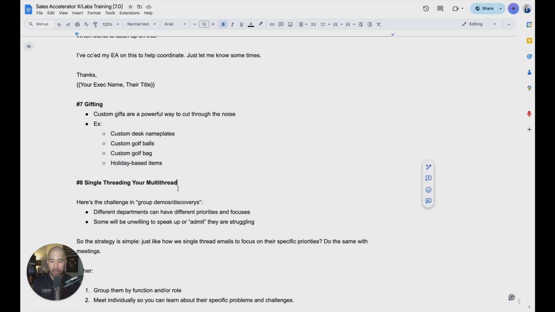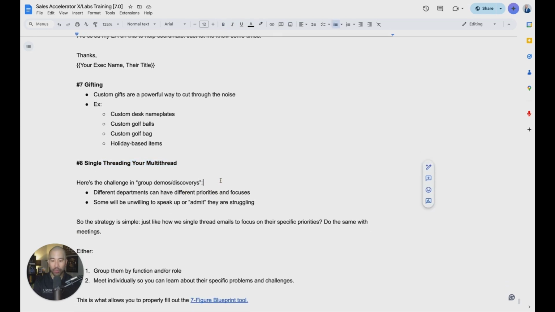Number 8, single thread your multi-thread. Say it again, single thread your multi-thread. I mentioned this before, but the challenge in group demos or discoveries is that different departments have different focuses and priorities. For example, if you have a discovery with people from IT, data science, and finance, these are completely different departments with very different priorities and focuses. That's just reality, especially at different levels as well. That means some people are going to be unwilling to speak up or admit that they're struggling, and that can be very hard.